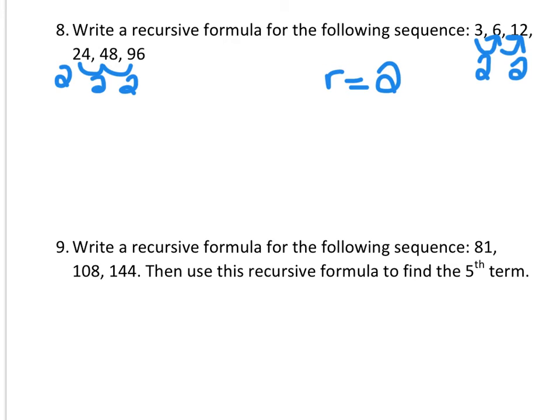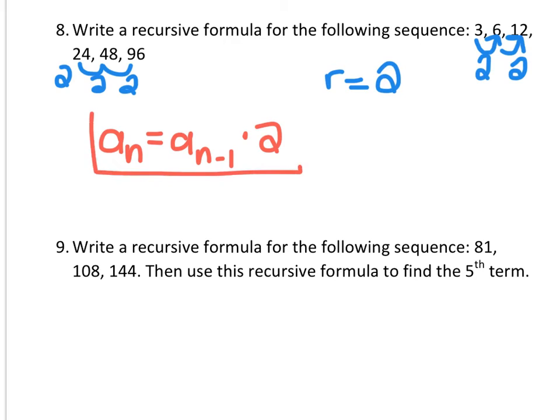So recursive, remember for recursive, we have to use that previous term every time. So we'll have a n will equal the previous term times 2. And that's it. Your new term will equal the previous term times your common ratio. That's how you write the recursive formula.